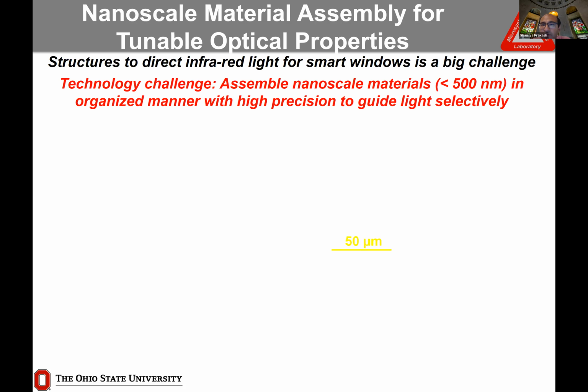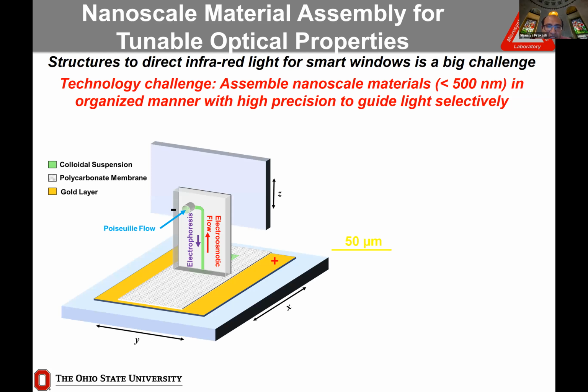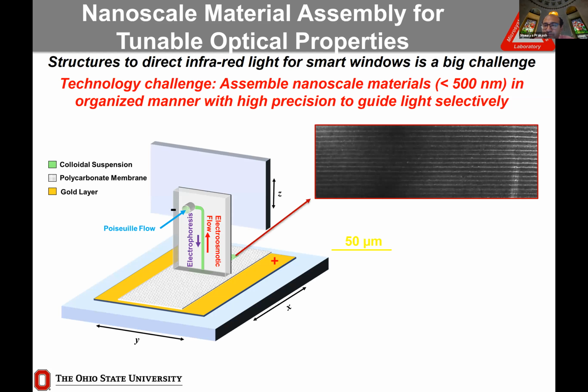The challenge here to perform this kind of operation is to assemble nanoscale materials, typically with critical dimensions less than 500 nanometers, in an organized manner. The reason for this dimension of 500 nanometers is to target visible light or near infrared light. So, we've developed this system where we have a print head that we've developed using microfluidics, and it uses a combination of regular pressure-driven flow with an electrically driven flow. The upshot here is we are able to print some really interesting nanoscale particle structures onto a variety of substrates.